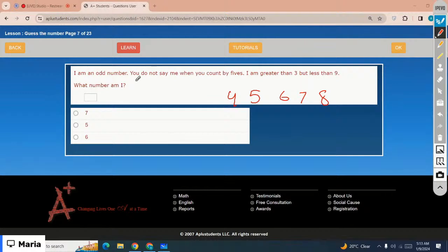I am an odd number. You cannot say me when counting by fives. This is cancelled, right? Odd number it is. The options given are 7 and 6. 4 and 8 are not in the options. So you have to select the number between 7 and 6. So the only odd number is 7. Got it? So the correct option is 7.